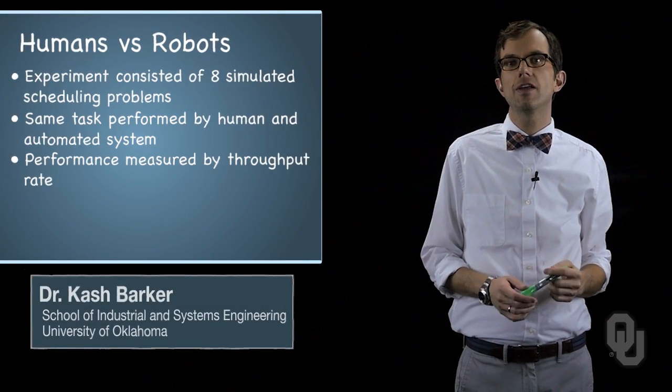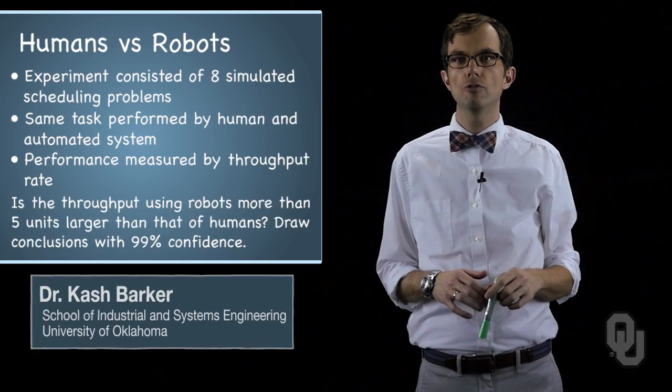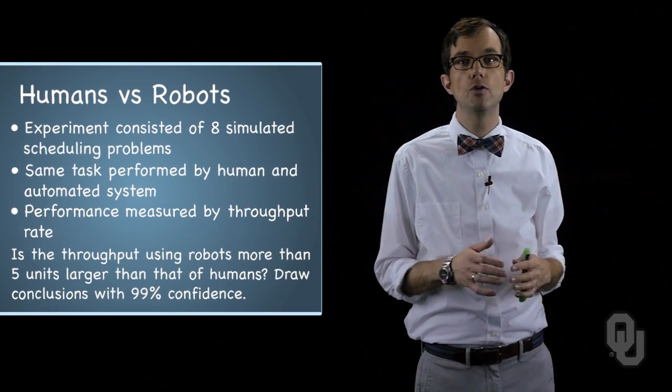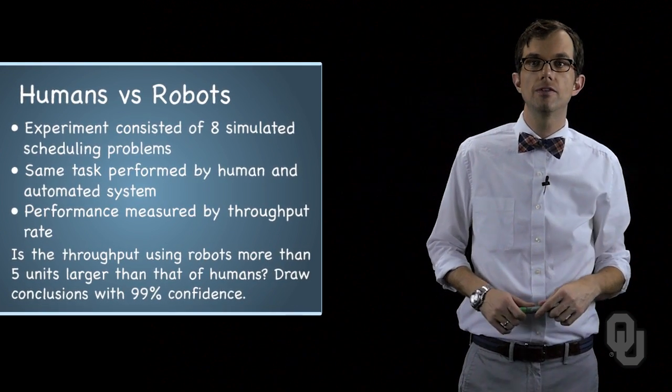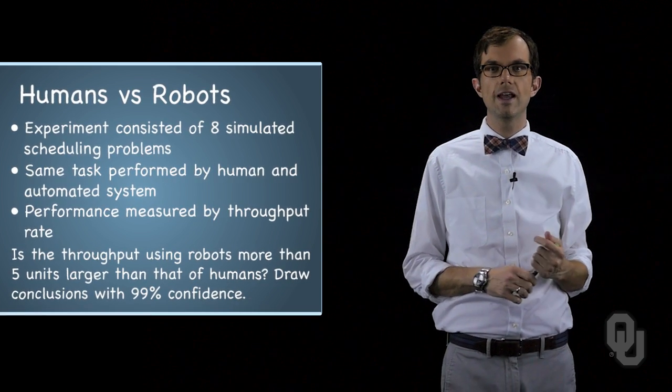Let's say we want to answer a set of hypotheses about these data. Say we want to know if the throughput using robots is more than 5 units larger than throughput from human schedulers. And say we want to draw conclusions with 99% confidence. Okay, so we know, or we at least had some inclination from that confidence interval that robots outproduce humans.